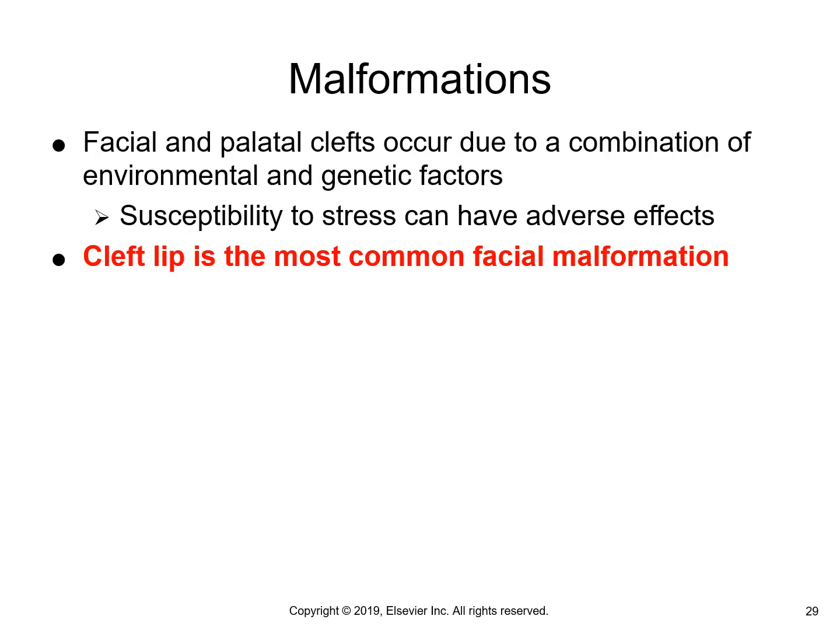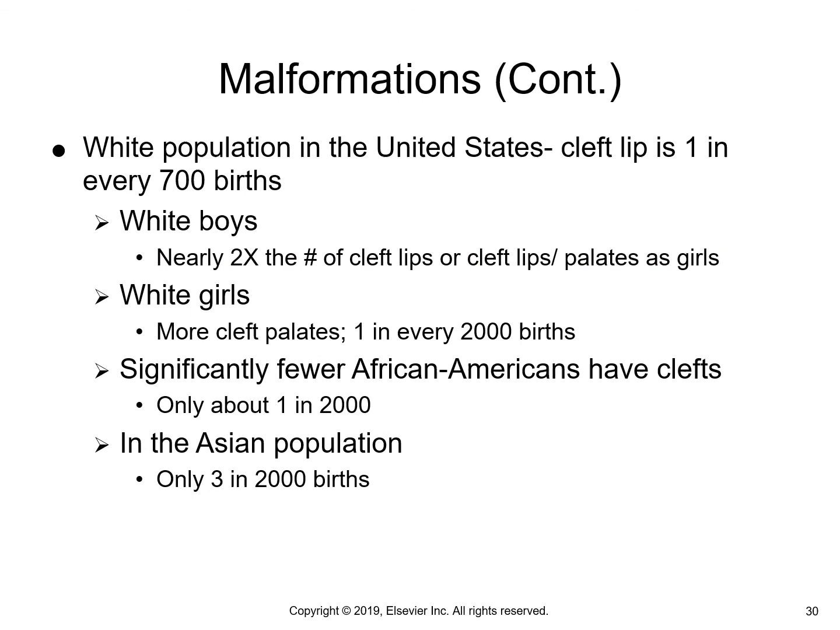Some malformations can occur during this whole process. The facial and palatal clefts occur due to a combination of environmental and genetic factors. Susceptibility to stress can have adverse effects during this time of formation. Cleft lip is the most common facial malformation that we see, but a child can develop cleft lip, cleft palate, cleft mandible. So there are lots of defects that can occur during this merging of the facial tissues.